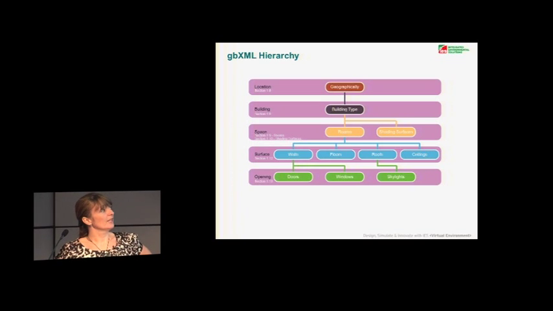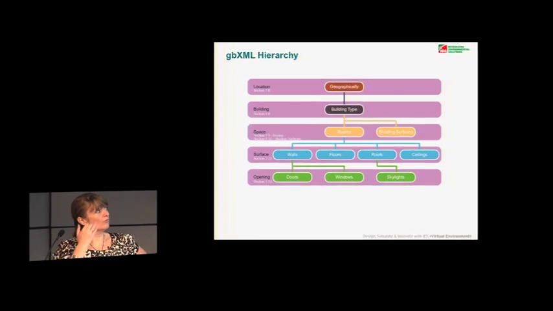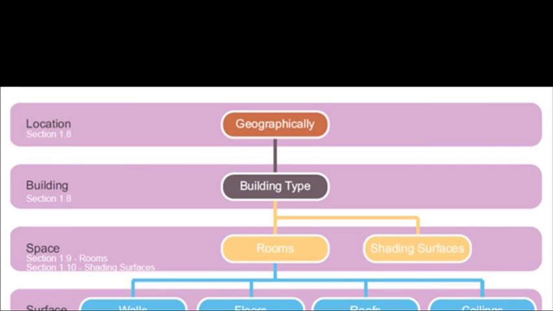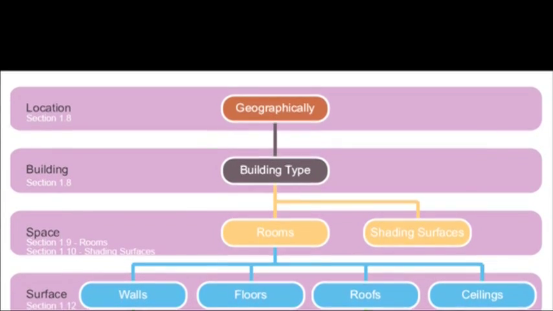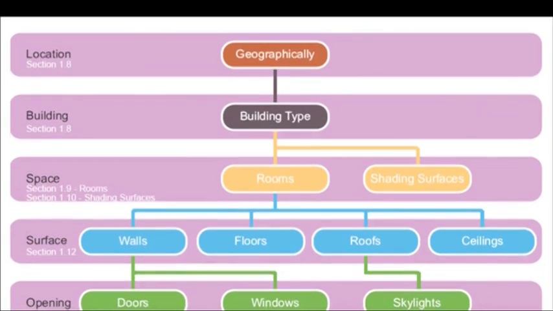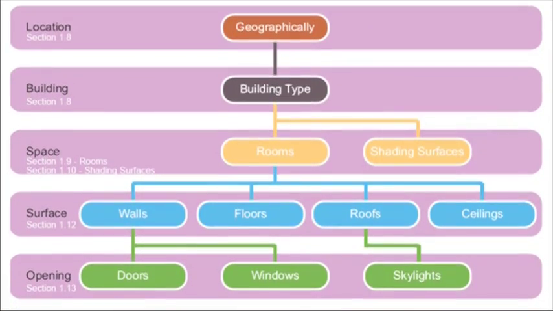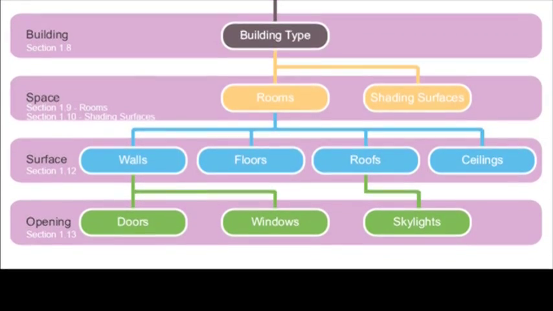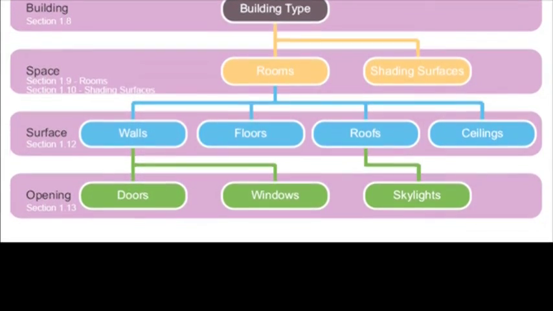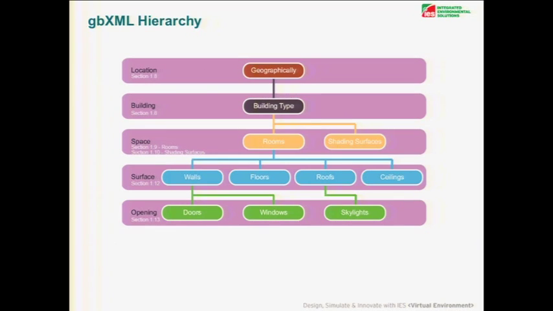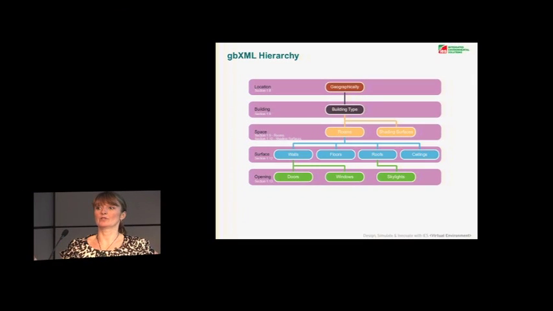So the hierarchy then relates to the plugin that I've just described. We have the geographical location within GBXML, which then determines the climate file that's used for your energy calculations, your dynamic simulation. We have building type, so we've set up a number of different templates with occupancy densities, occupancy profiles, lighting profiles, that sort of thing, for different types of building and different types of room.